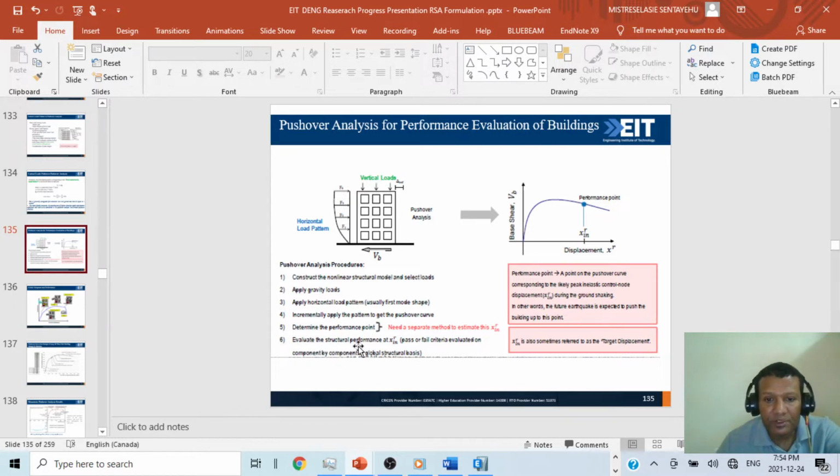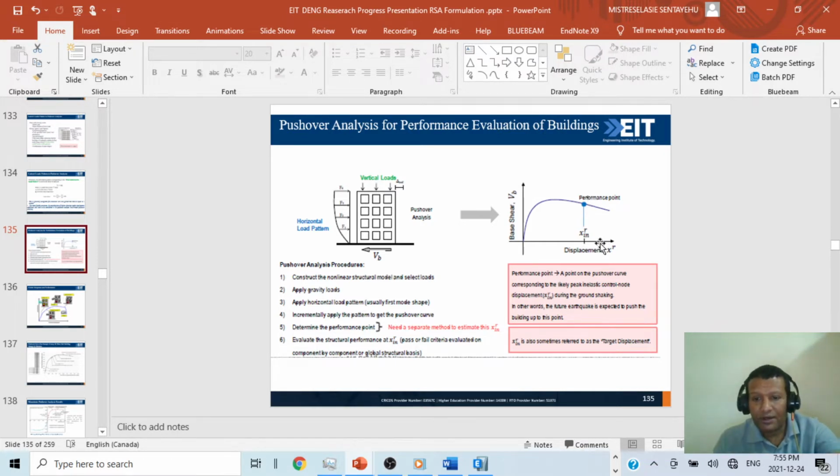Evaluate the structure performance at X in elastic R, pass or fail criteria evaluation on the component by component or global structural basis. Once we know our performance, then we will use this point as a performance point. We will apply this point as a performance point.